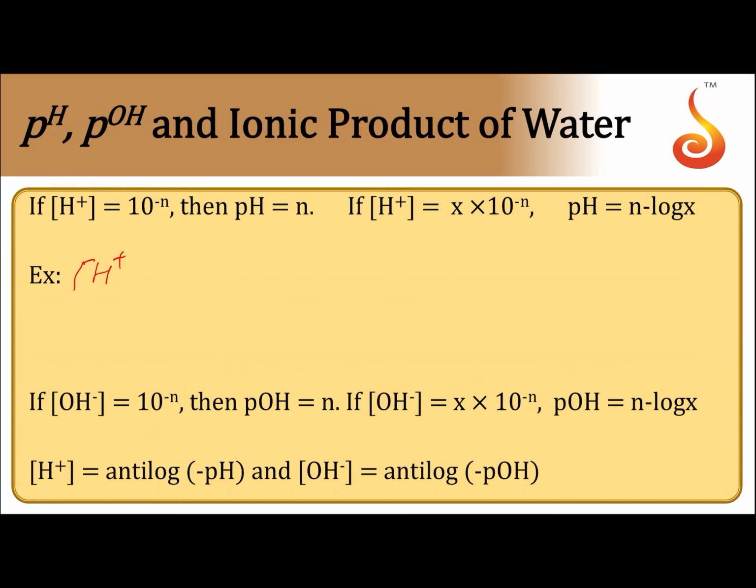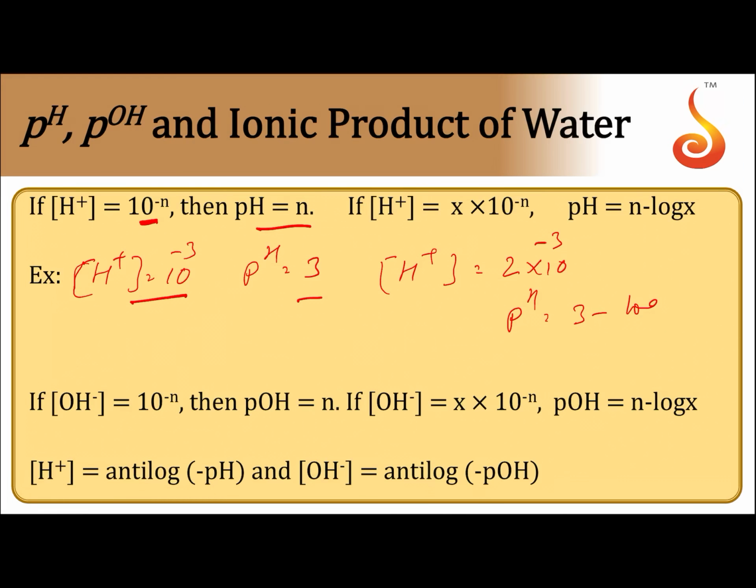Suppose H plus is given as 10 to the power of -3, then pH will be equal to 3. So for 10 to the power of -n, pH is equal to n. Suppose H plus is given as, say, 2 into 10 to the power of -3, then the pH will be 3 minus log 2. So for x into 10 to the power of -n, pH is n minus log x, like 3 minus log 2 here.